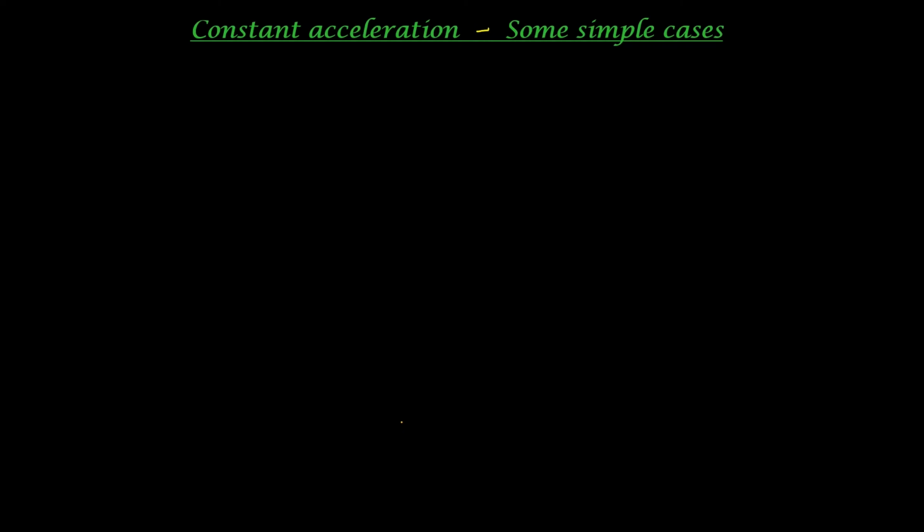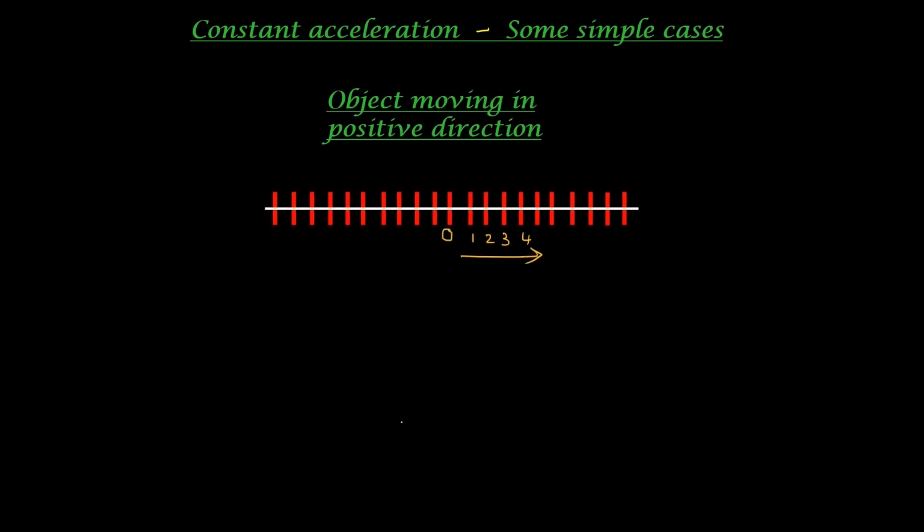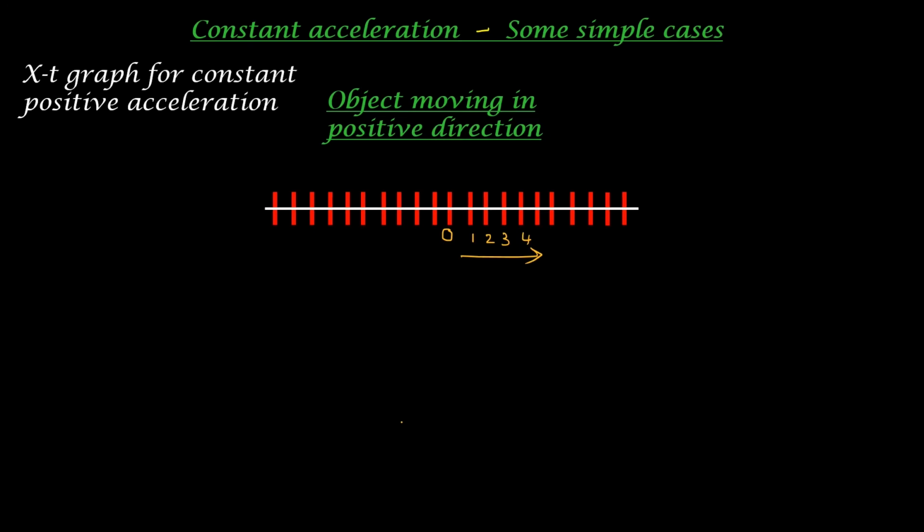First, we will consider an object moving in positive direction with constant acceleration. What do we mean by this? This is the origin and the object moves in the positive x-axis direction. Each second, the velocity goes on increasing. That is what we mean by constant acceleration. Now, we will see how the position time graph for constant acceleration in the positive direction can be plotted.